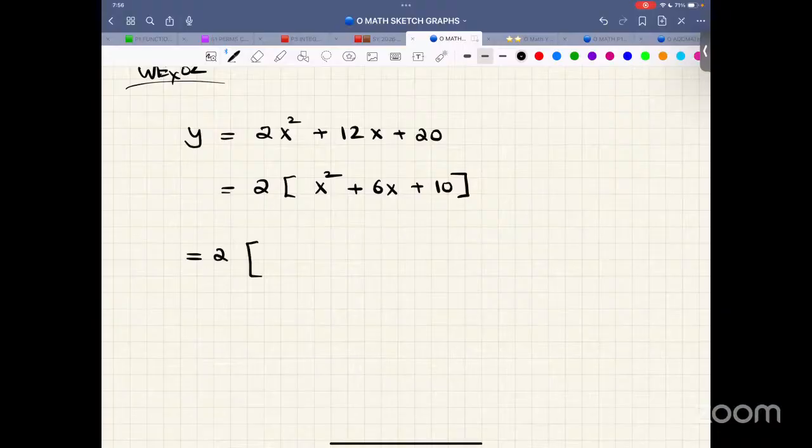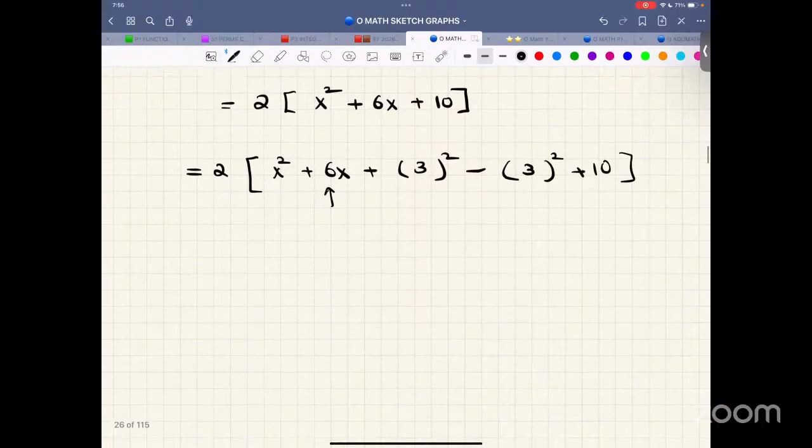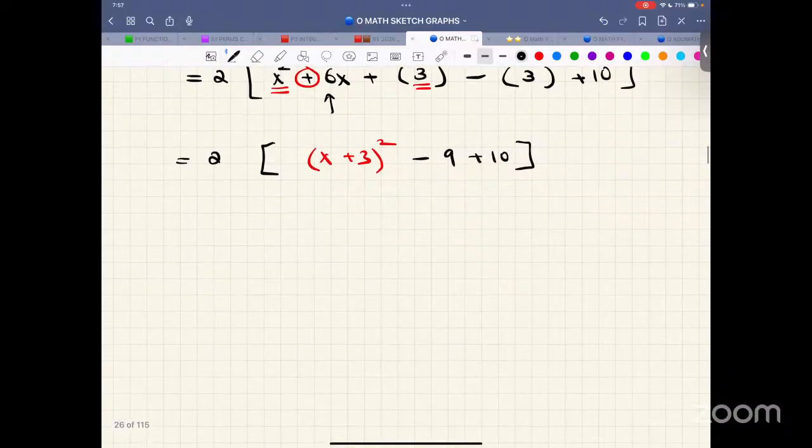2 is waiting on the outside. That is x squared plus 6x plus bracket square minus bracket square plus 10. What goes inside the bracket? Half the coefficient of x, which is 3. Now we know that this is basically x squared, this is 3 squared. This is positive. So this is x plus 3 whole square, and the 2 is still waiting on the outside. x plus 3 whole square minus 9 plus 10. And this is 2 times x plus 3 whole square plus 1.